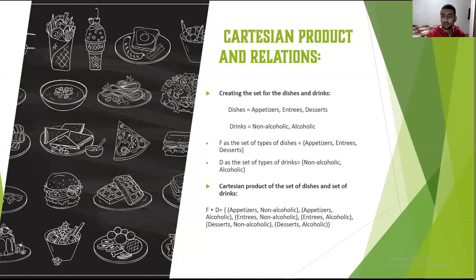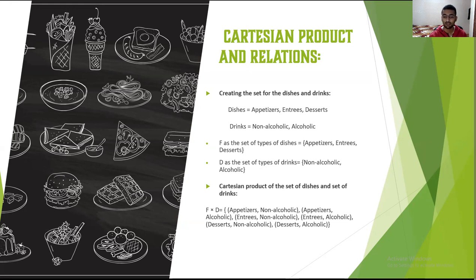Now moving on to the second topic, which is Cartesian product and relations. For creating the sets for dishes and drinks, let's assume that we have dishes as appetizers, entrees, and desserts, and drinks as alcoholic and non-alcoholic. These are just some assumptions to understand the topics. So F is the set of types of dishes, which would be appetizers, entrees, and desserts, and D would be the set of drinks, which would be alcoholic and non-alcoholic.